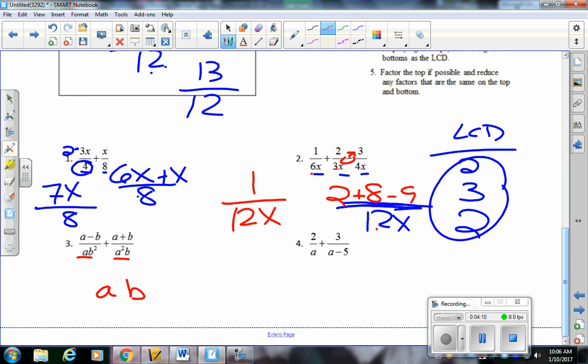Okay, I can't just put 1 a because then this guy's got more than what's down there. Your least common denominator can't be smaller than the biggest factor you have. And I also need a b squared because this denominator has b squared. So I've got a squared and b squared.